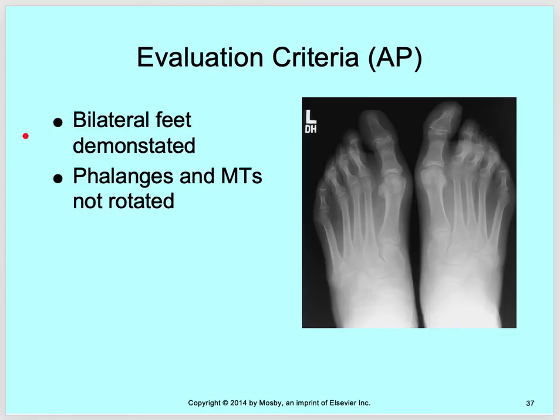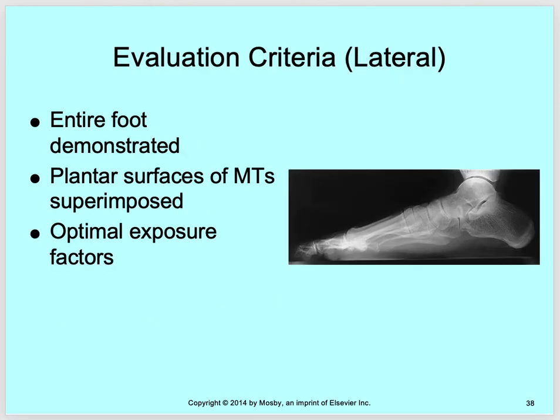So evaluation criteria, you want bilateral feet demonstrated. Depending on where you're at, it could be both feet on one image, or it's going to be just 1 foot per image, noted as weight-bearing. Phalanges and MTs are not rotated, so you want your phalanges and your metatarsals not to be rotated. Equal concavity on both sides as much as possible. A lot of times you have to adjust their feet so that they are standing in a true AP, flat-footed, as much weight as possible on that foot.